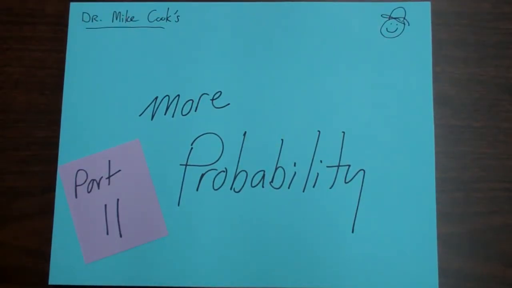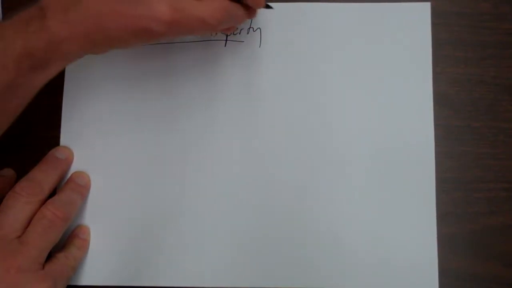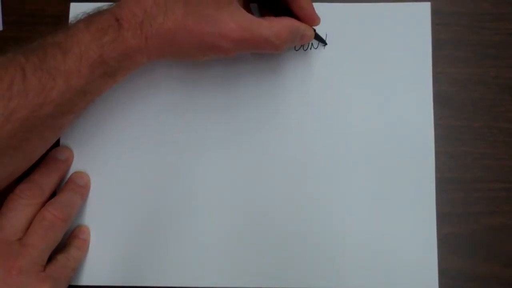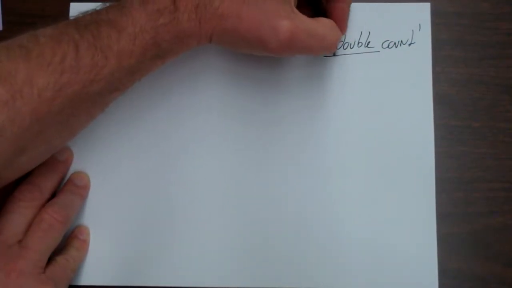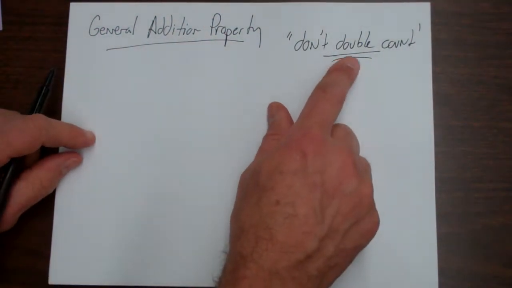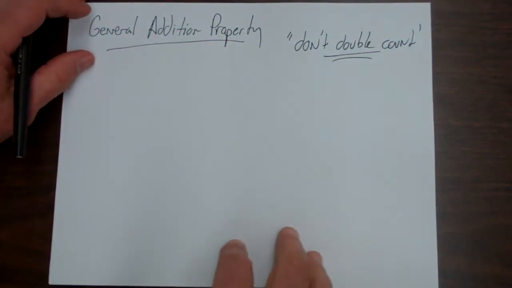This is the second in a series of videos on more probability problems. And in this one, we're going to look at a problem that we call the general addition property of probability. And the key thing to remember here is you don't double count. It's the only thing you can get wrong here, a fairly common mistake.